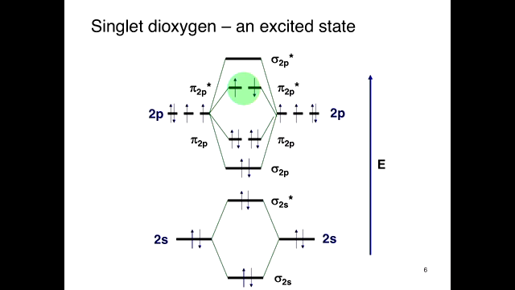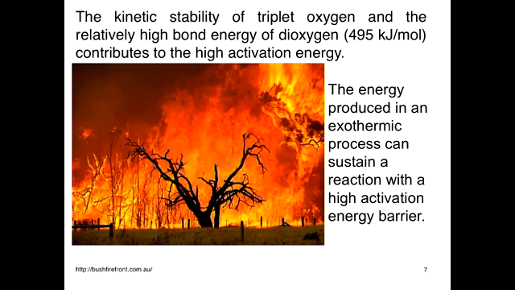So what are the implications of having the triplet state for oxygen? Well, certainly we can get combustion occurring in that particular case. But when we have combustion, because it's such an exothermic process, the energy that's released drives that reaction to occur. That overcomes the activation energy barrier. So the reaction can become self-sustaining because of the heat released.